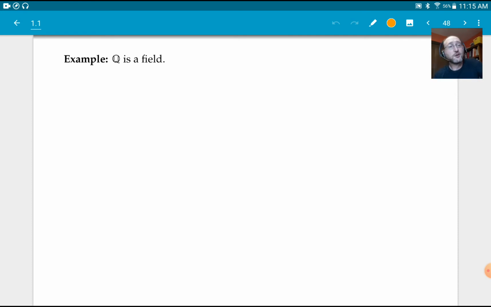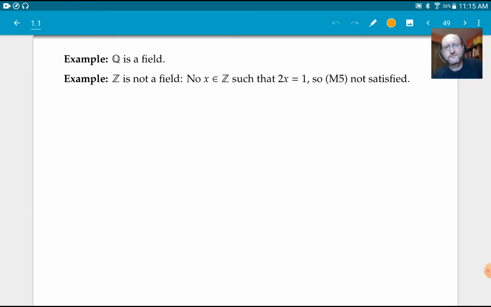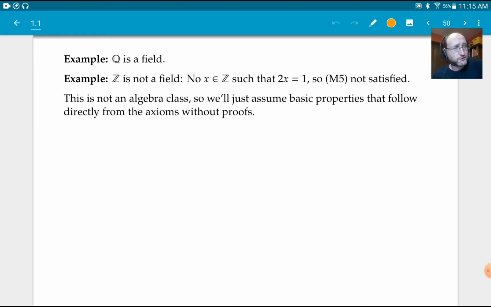All right. So, for example, Q is a field, right? Z is not a field, the integers, because I have no 1/2 in Z. You have to go to Q to get a multiplicative inverse. So, again, this is not an algebra class. We assume that you know what a field is and the basic properties of fields. So we won't go through proving everything, trying to do algebra by going back to the field axioms, right?